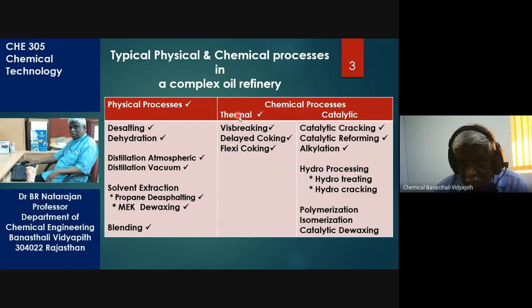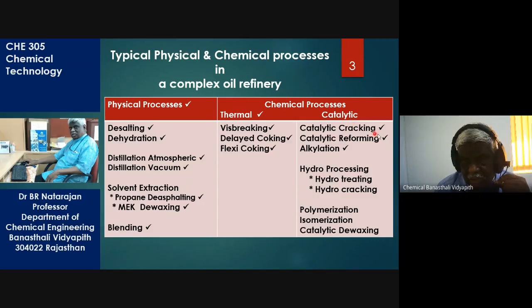Then under chemical process, we have two categories, thermal and catalytic. In thermal, we saw vis breaking, that is viscosity breaking, which is a mild thermal process. Delayed coking is a severe thermal process. Vis breaking is only for a few minutes. Delayed coking is for several hours. Flexi coking is the improvement of the coking process in which the coke produced also increases the output. It's a very interesting process, and new refineries are coming with flexi cokers.